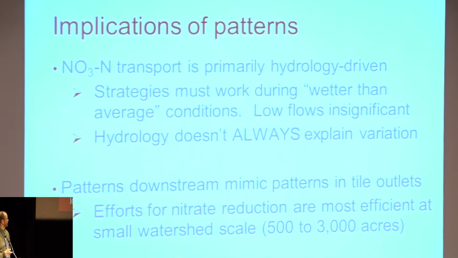Some of the early implications of this information is that this confirms that nitrate loss is primarily a hydrologic-driven event. The strategies need to work during wetter than average conditions. Having said that, hydrology certainly doesn't always explain some of the variation or the deviation that we would expect. Also, the patterns downstream in the Boone and likely beyond very much mimics the patterns in the tiles. So this really is the scale we need to be working at to get the most efficient reductions in nitrate.